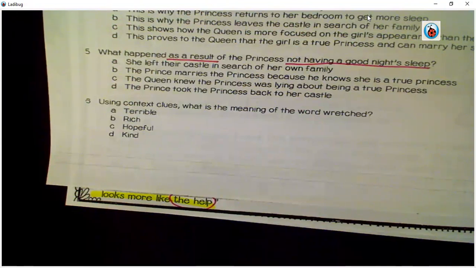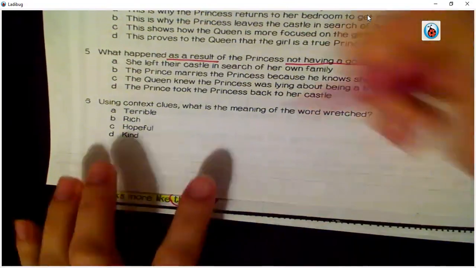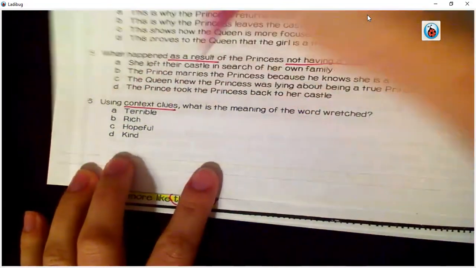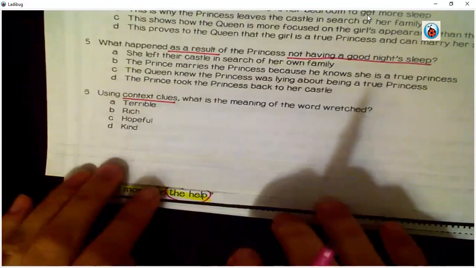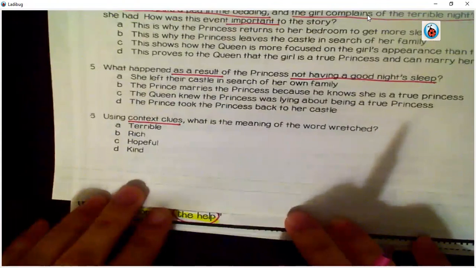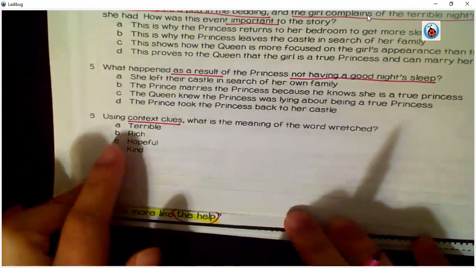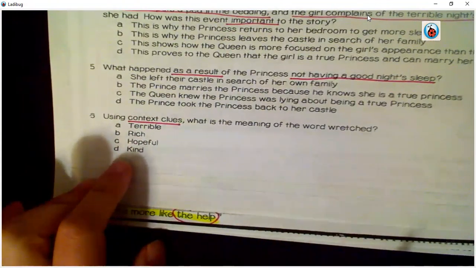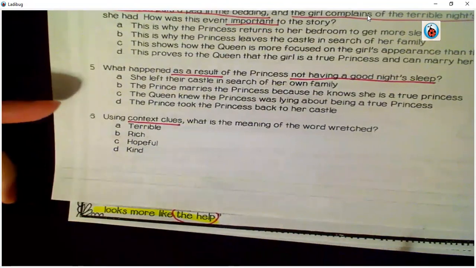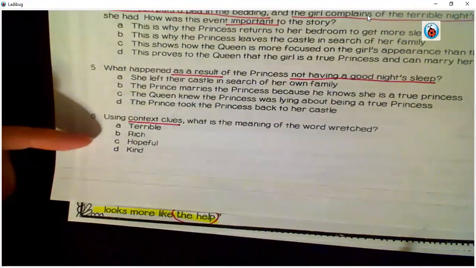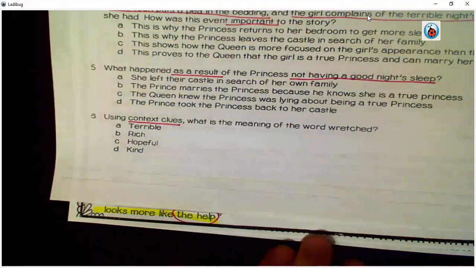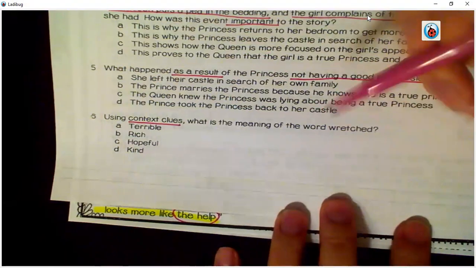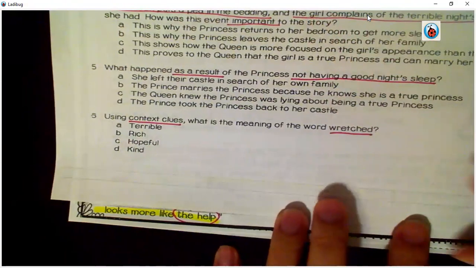All right, let's look at question 6. Using context clues, that means using what we know in the story. What is the meaning of the word wretched? So we should go back to the text and we should look and see where the word wretched is, and we should think about these 4 words and which one makes the most sense. So A says terrible, B says rich, C says hopeful, and D says kind. Let's go back to the text and decide which of those makes the most sense about the meaning of the word wretched.